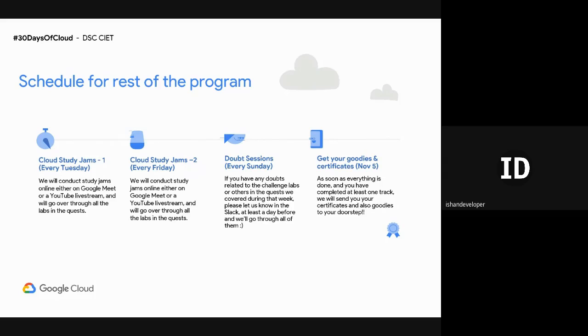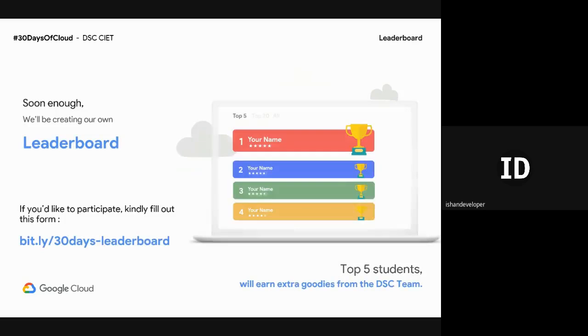Also, this was mostly about the 30 days of cloud challenge, like from what we got, but because we are DSC, we have some additional perks. And soon enough, we will be creating our leaderboard, which would be similar to how you can see on the right side of the screen, to keep track of your progress, and let's see who are the top 5 students. And if you would like to participate there, you can just visit this URL to fill out this form.